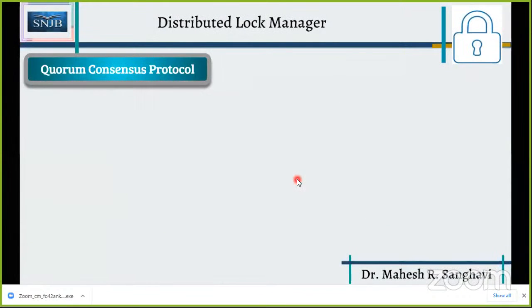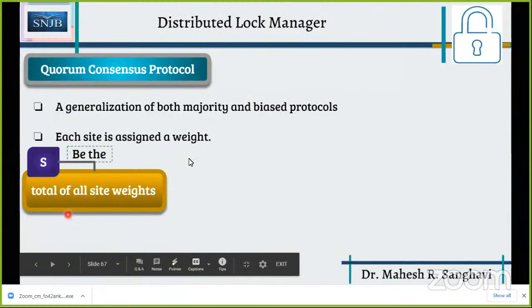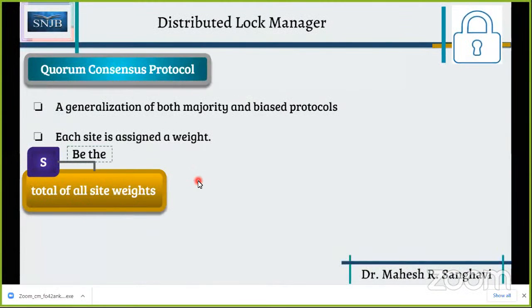Now the last protocol and the last topic of this unit is the Quorum Consensus protocol. Here we need to understand a generalization of both majority and the other protocol. S will be the total of all the sites, meaning every site will have its own associated weight, and the total of the entire weight will be S here.